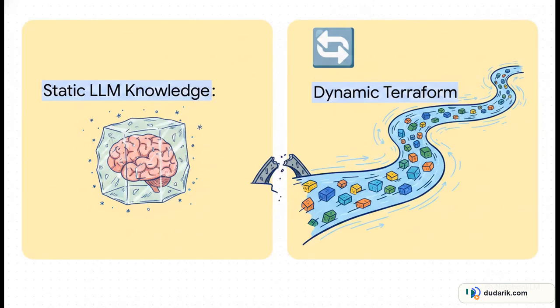Well, it really boils down to this fundamental conflict. On one side, you've got your AI's knowledge base. Think of it like a photograph. It's a perfect snapshot of the world at one specific moment in time. But on the other side, you have the Terraform ecosystem, which is more like a raging river. It's alive, with over 6,000 providers and almost 22,000 modules that are constantly being updated. That static photo just can't keep up.